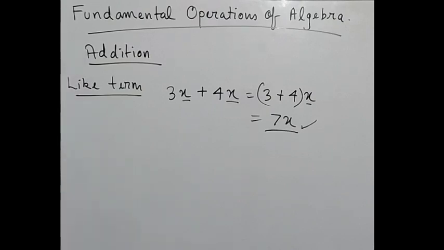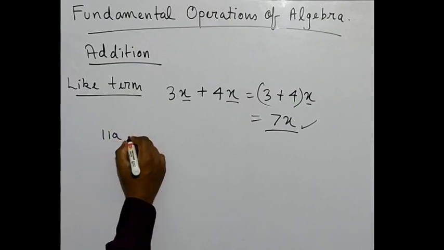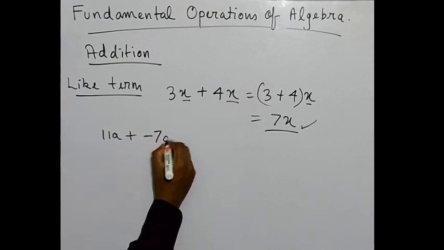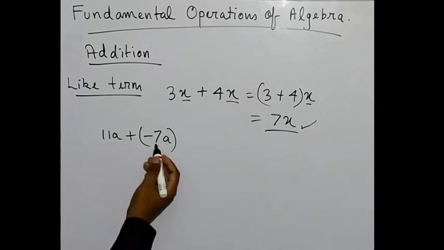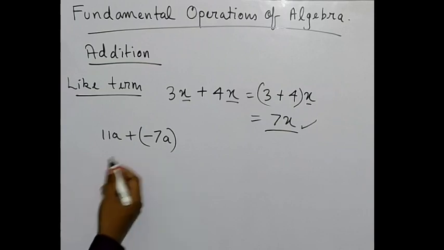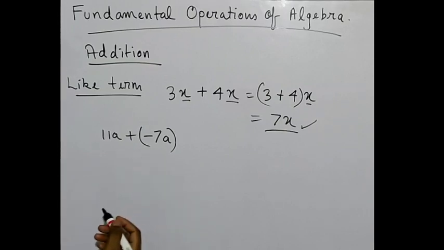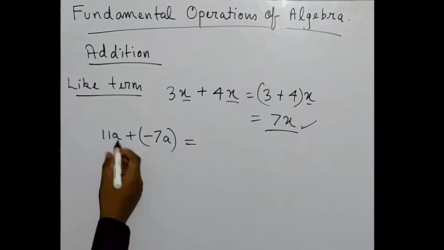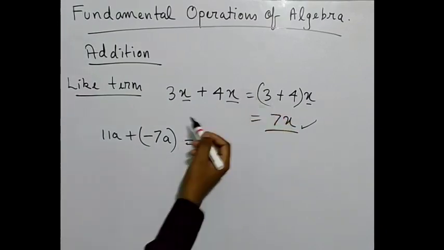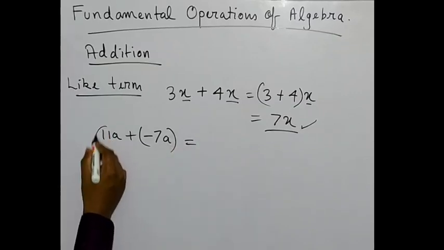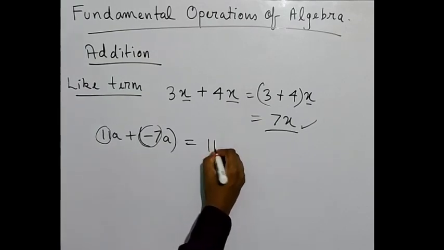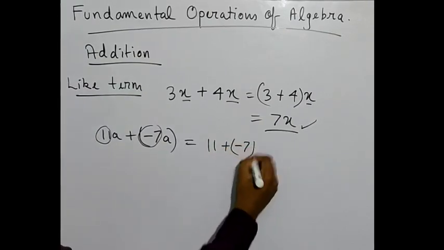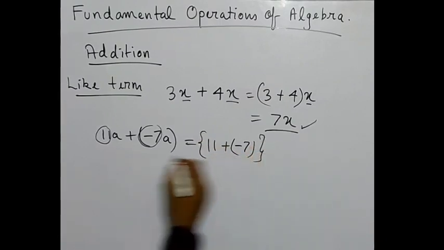Let's take another example. 11a plus negative 7a. Now here you observe this term is negative, but both the terms are like terms. So it means we can add them. So we'll add the numerical coefficients. What is the numerical coefficient here? 11. The numerical coefficient here is negative 7. So 11 plus negative 7, and the common variable is a.